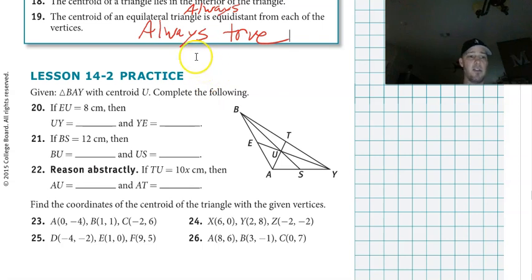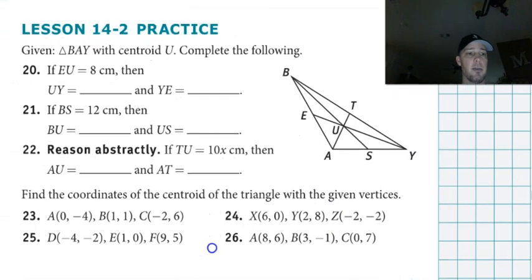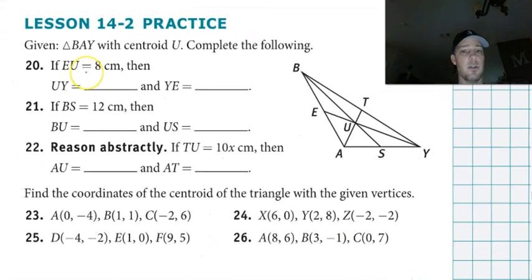All right, now that you've had a chance to practice, let's look at this picture, label some stuff, and see if we can get 20 through 22 pretty easily. I'm going to do number 24 for you guys, and I'll just put the answers up for the other ones so you can check your work. If you get stuck on one of the steps, you can go back and see how we did number 24. All right, for number 20, it says if EU equals 8.